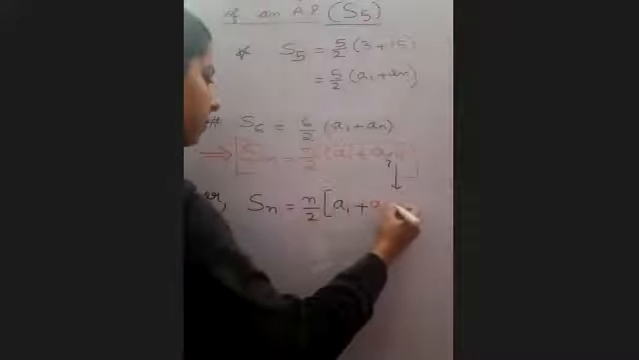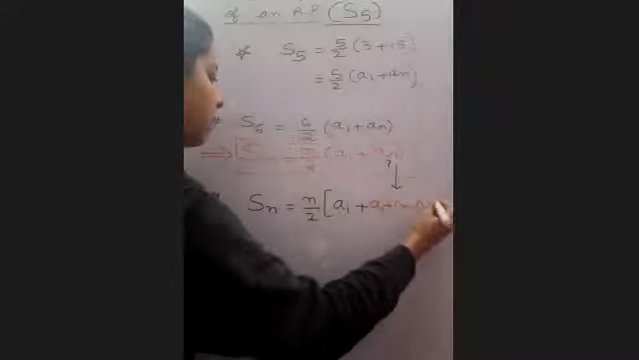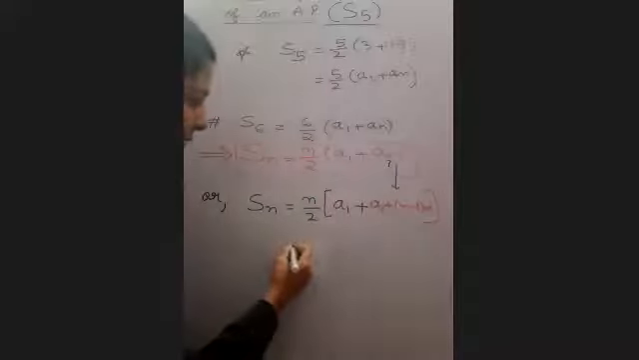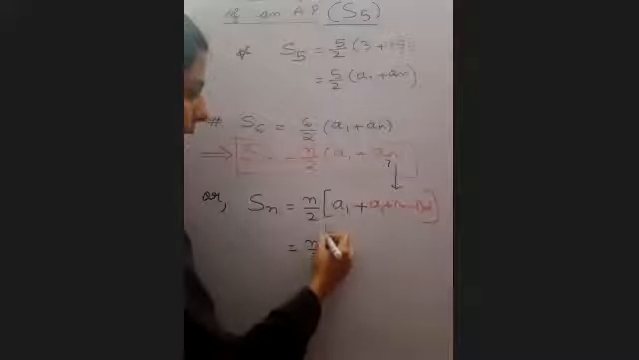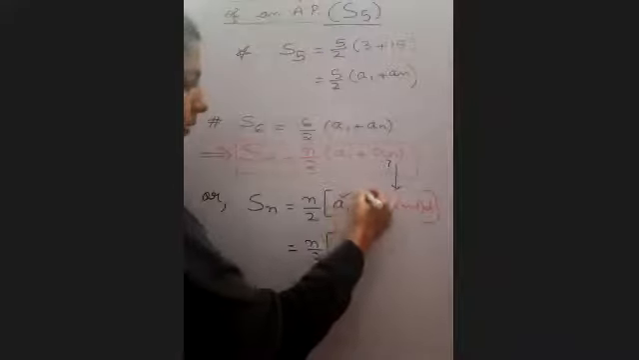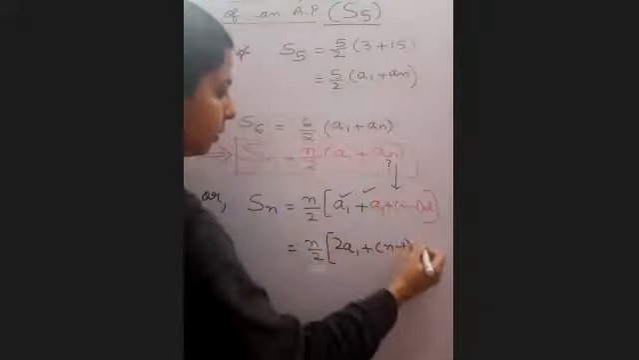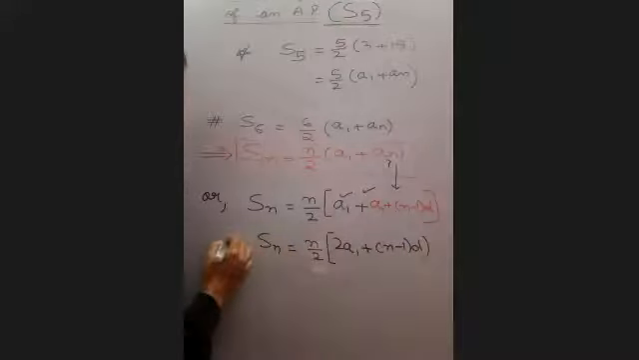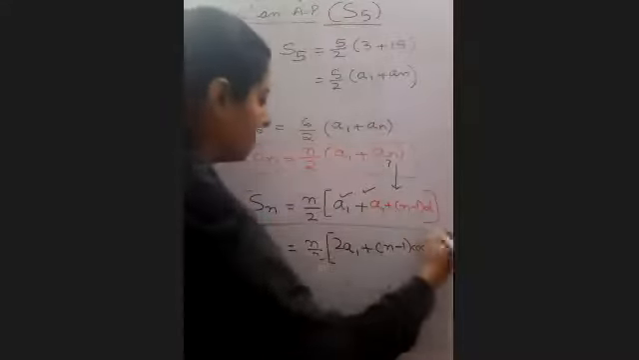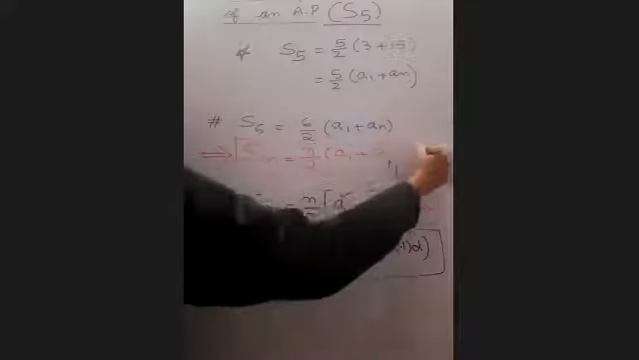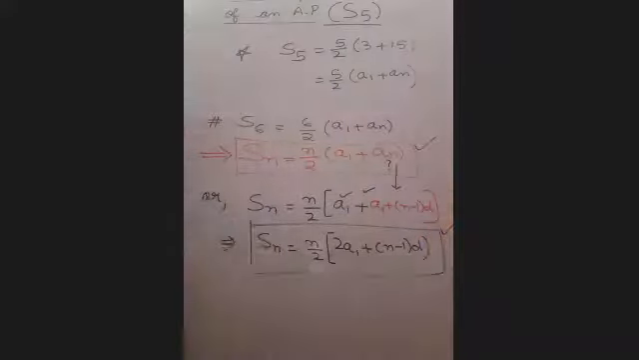What is A1 plus AN? A1 plus N minus 1 into D. Is that okay? So now simplifying it, A1 plus A1 becomes 2A1 plus N minus 1 into D. So this is the formula for finding the sum of n terms. Either of these two formulas can be used as per the need. Are you with me, children?